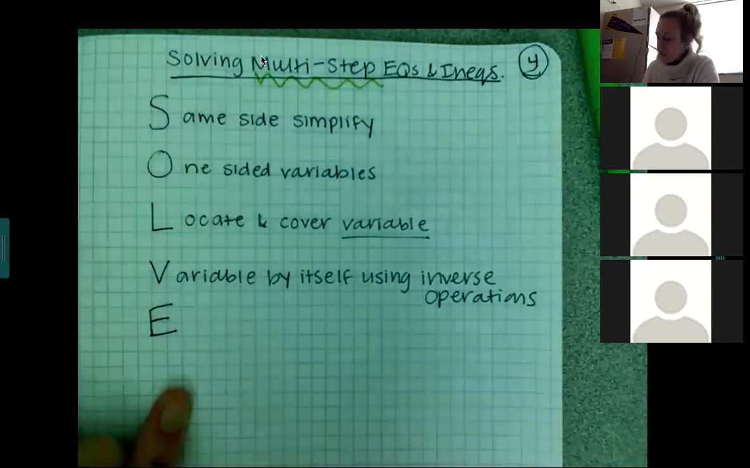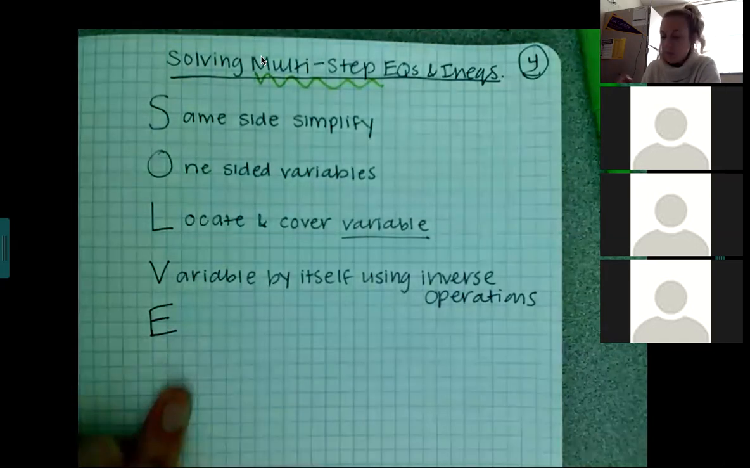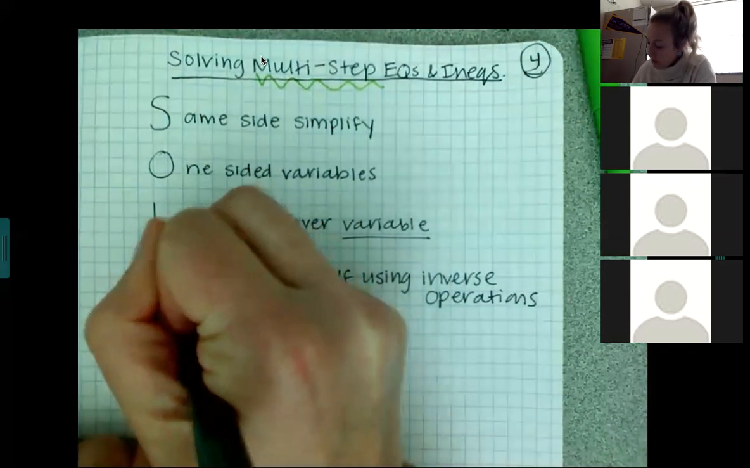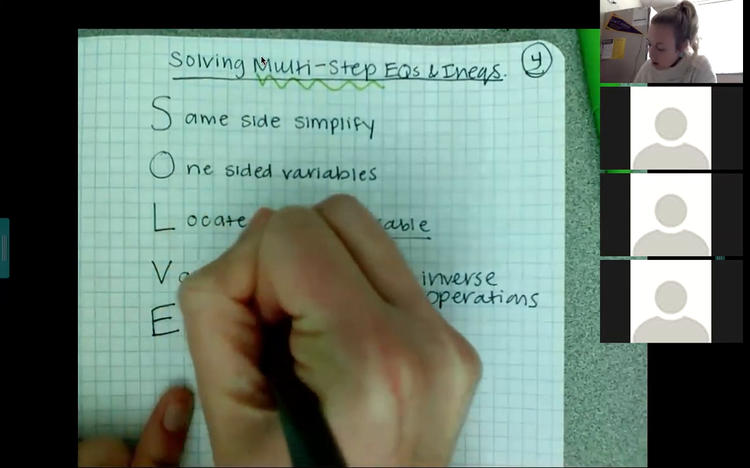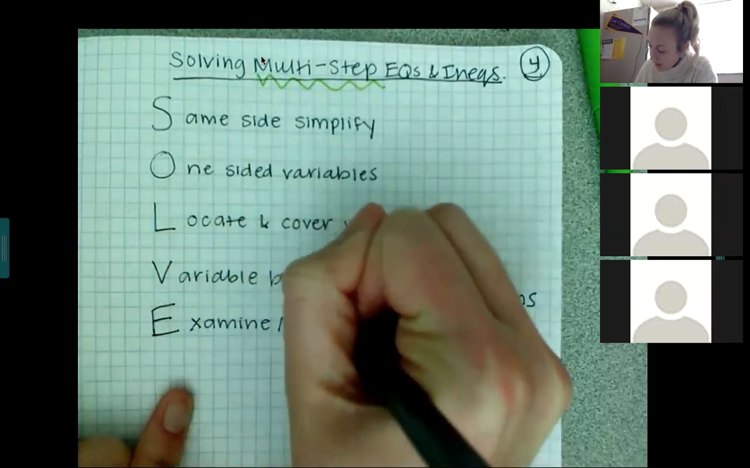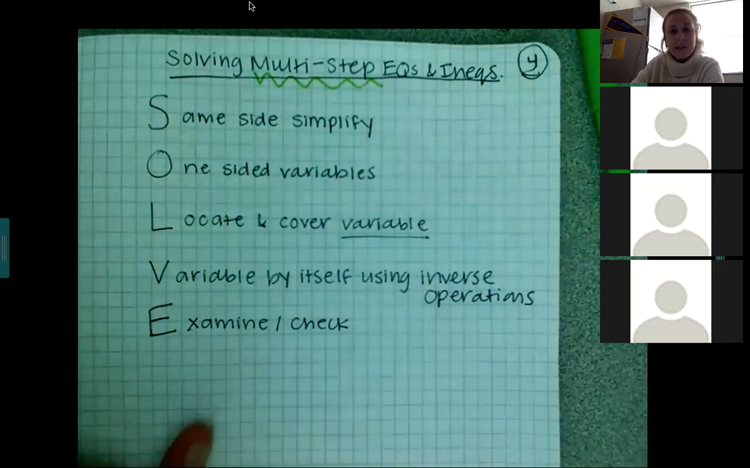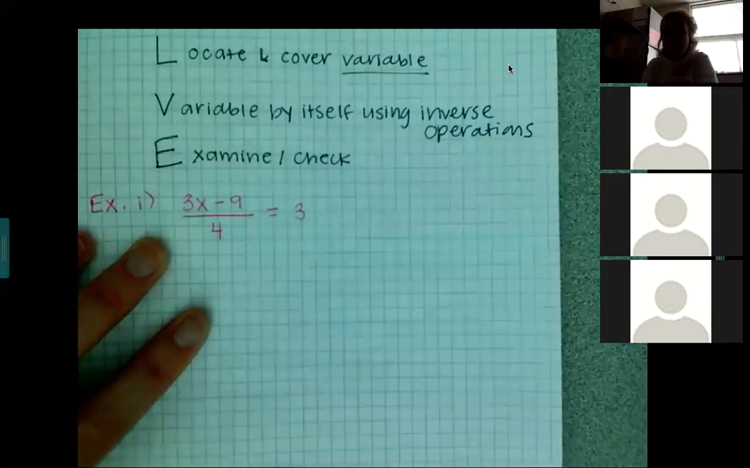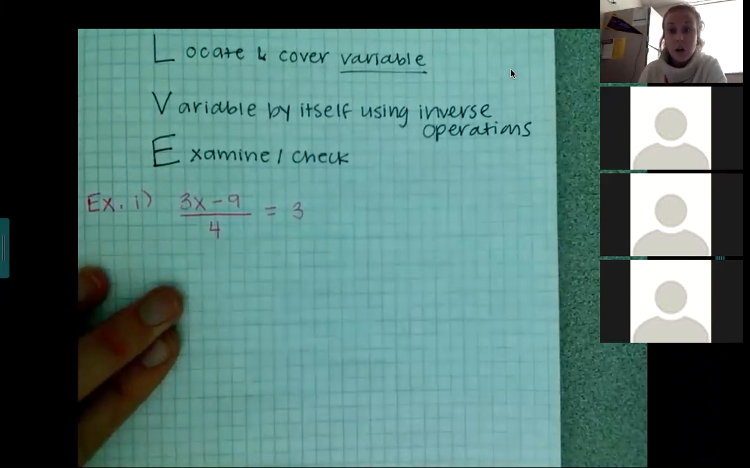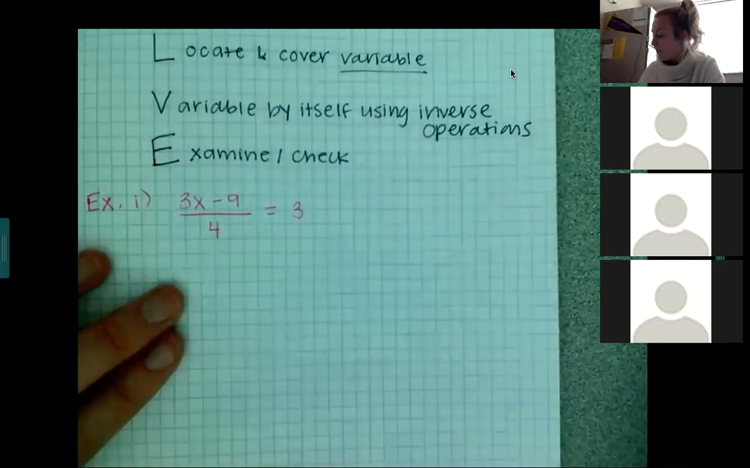And then the last step, I had somebody send me this in a text yesterday on Remind, and it was a great question. They asked if there was a way to check your work for solving. So I am going to show you guys how to check today, okay? So that last step is examine/check. And then after we solve this one, I'm going to show you how to check your answer to make sure it's right, okay?